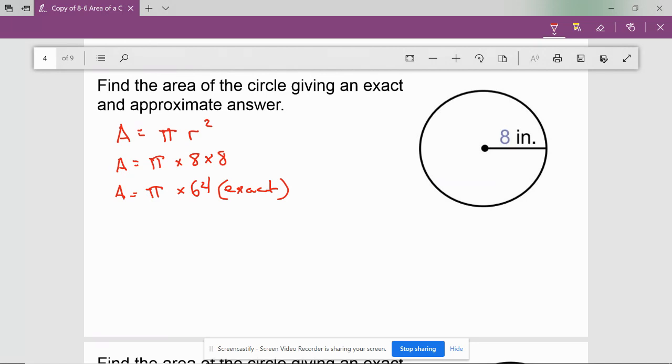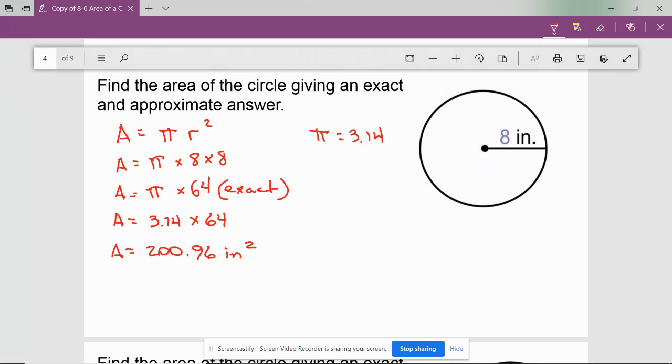But we're going to go ahead and multiply out the 3.14. Remember, our pi equals 3.14. So we multiply that out, 3.14 times 64. When we do that, we get an area of 200.96, and that's going to be inches squared.